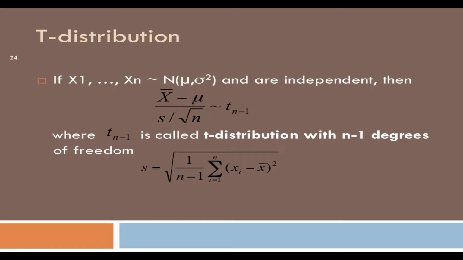So here, x bar minus mu over s over square root of n, with this replacement, is no longer standard normal distribution. It is a t distribution with n-1 degrees of freedom. So remember, the degrees of freedom is the sample size minus 1. And as we talked about, s is in this formula.